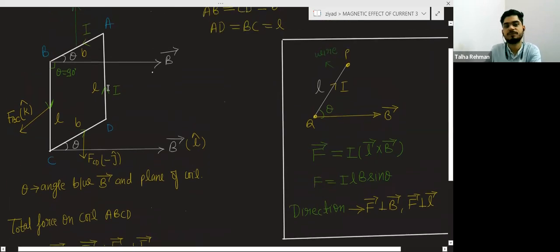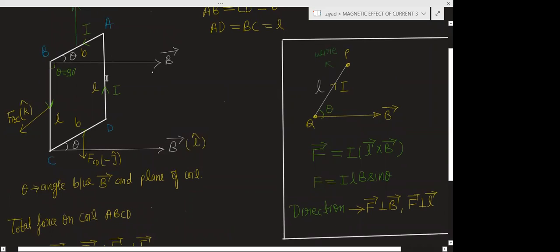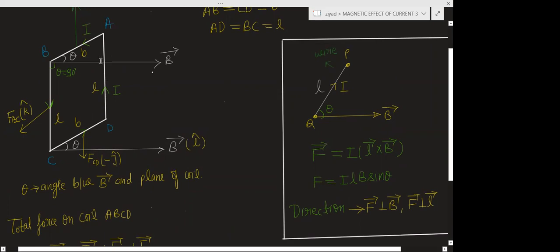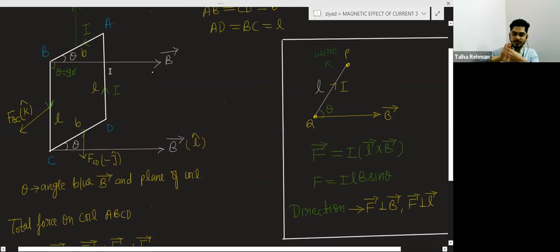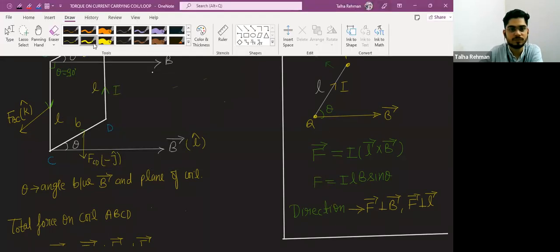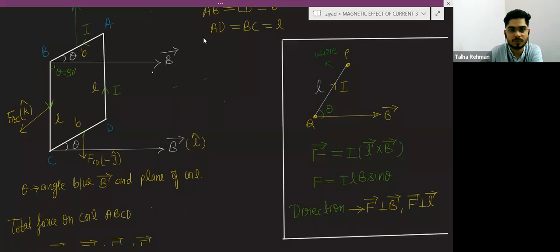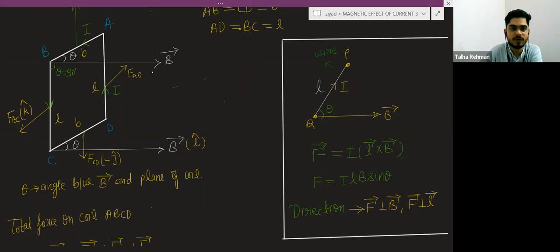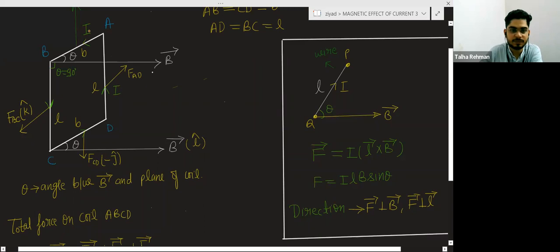Now for this, DA. The current is in this direction for this wire AB. The current is in this direction and you curl towards the magnetic field. So you will get the direction away from you, which means the inward direction. This is FAD, and here we will multiply it with minus K cap.